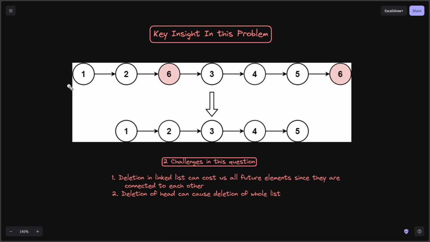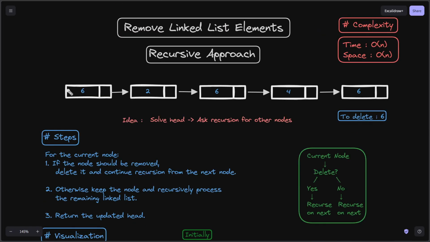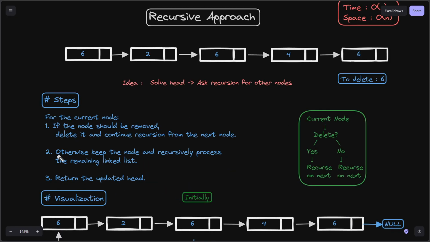Let's discuss the recursive approach to solve this question. This method is going to take a time complexity of O(n) and space complexity of O(n). The main idea here is that we are going to solve the current node and ask the recursion for all the other nodes to be solved. So these are the steps. If the node should be removed, then delete it and continue with recursion. Otherwise, keep the node and recursively progress for the remaining list. And in the end, return the updated head.